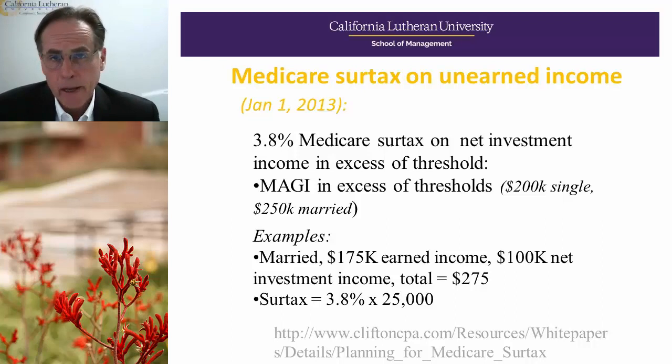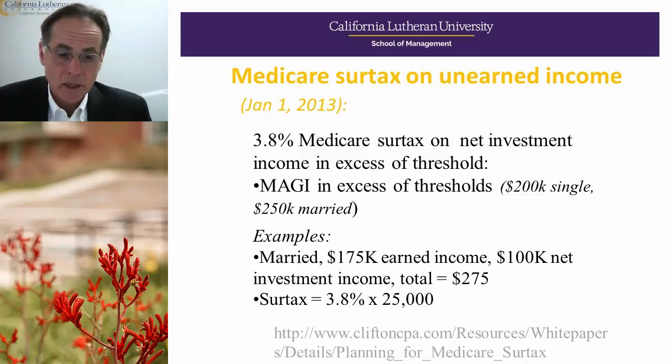So let's take a look at that Medicare surtax on unearned income law that became effective January 1st of 2013. There is a 3.8% Medicare surtax on net investment income in excess of a threshold. So two important parts there. It's looking at the net investment income, and that is based upon excess over a threshold. The threshold is based on the modified adjusted gross income. Currently, it's $200,000 for a single person, $250,000 for a married couple filing jointly.